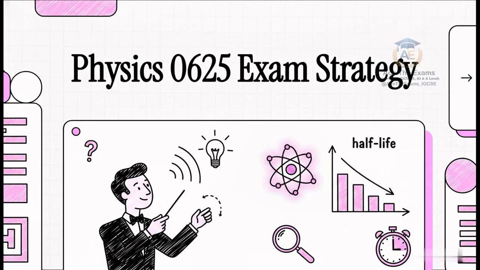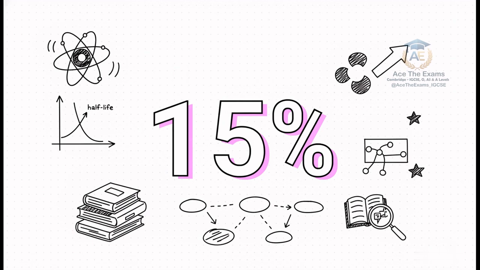Let's dive right in. So, did you know that the core concepts and applications of half-life account for approximately 15% of the total marks in your Cambridge 0625 exam? Now, let that sink in for a second. 15%. That is literally the exact difference between an average middle-of-the-road grade and a top-tier A-star result. Aiming for those top marks means you absolutely have to move beyond a superficial rote memorization understanding of radioactive decay.